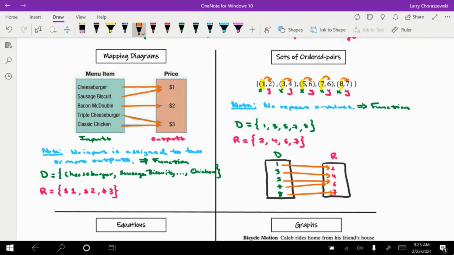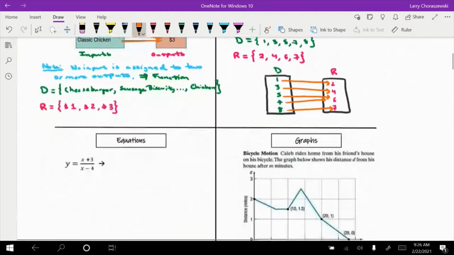And even though we have a repeat in y value, that's okay. Y values are allowed to repeat. As long as the x values don't repeat, you have a function. So you can see that regardless of what number you look at in the domain, they're only being assigned one element of the range. So every input is being assigned to only one output. And that's a visual verification that we have a function.